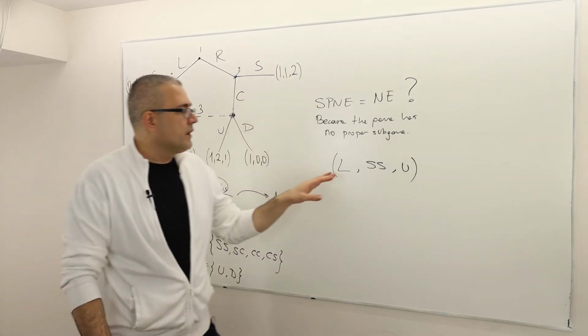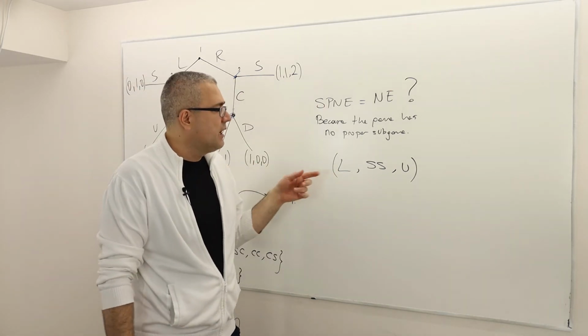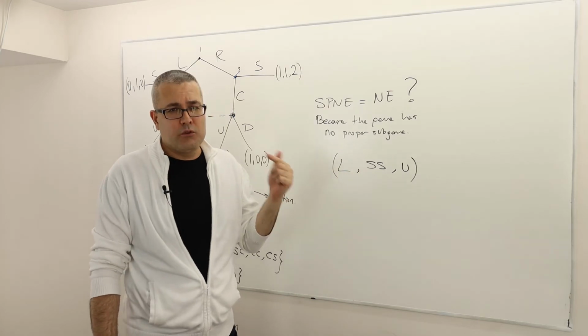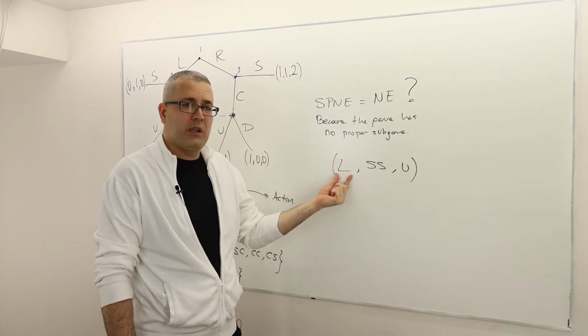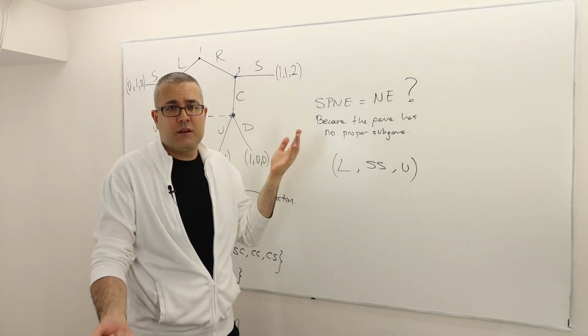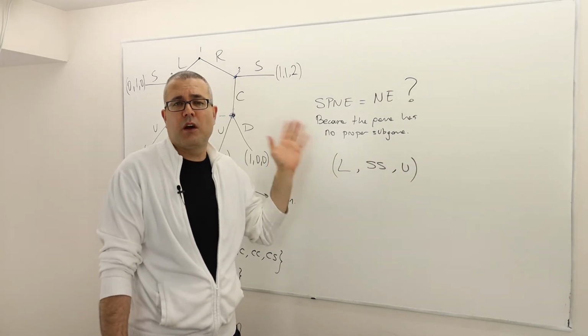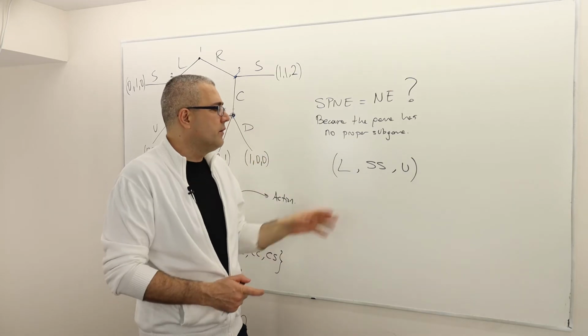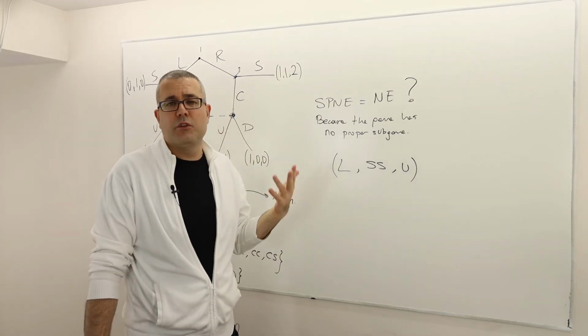Well, because the strategy profile tells what each player is going to play. Right? This is the strategy of player 1, strategy of player 2, strategy of player 3. And because there are 3 players, that is a strategy profile for this game. Perfect. So now I can check if this is Nash equilibrium or not.